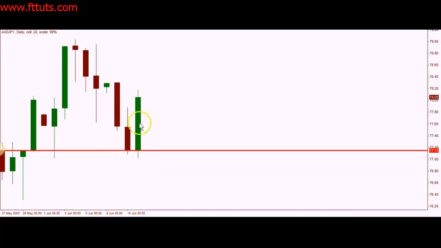All right, so this body engulfed that body, the whole body, from the open to this close high here. So with that engulfing candle, this is where we would want to look to get into the trade.